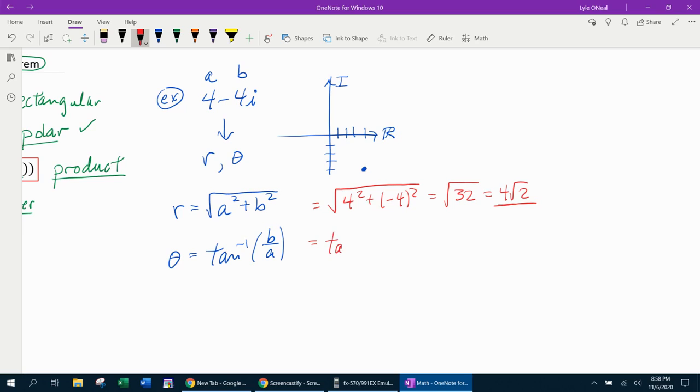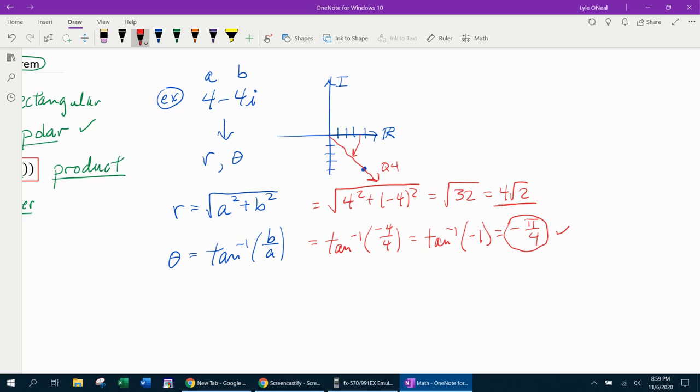For theta, we're going to need the inverse tangent of -4 over 4, which simplifies to the inverse tangent of -1, which I believe is -pi over 4. And I don't know if you noticed, but when we plotted that point, did you notice it landed in quadrant 4? And the angle that we came up with, -pi over 4, is also in quadrant 4. So that makes us feel really good about that angle. Remember, negative angles go clockwise. And so that's going to be -pi over 4.